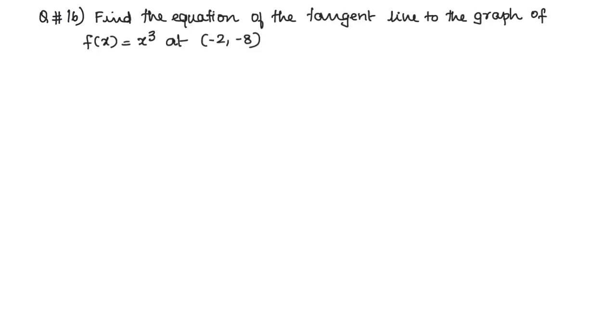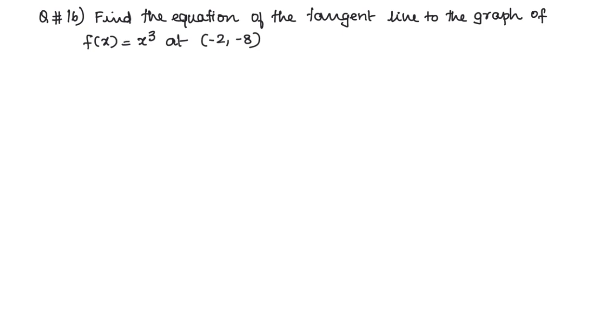Next is question number 16. Find the equation of the tangent line to the graph of f of x equal x cube at -2, -8. In order to find the equation of the line, we need to find the slope at x equal -2. We already know the point. So if you find the slope and if we have the point, we can find the equation.